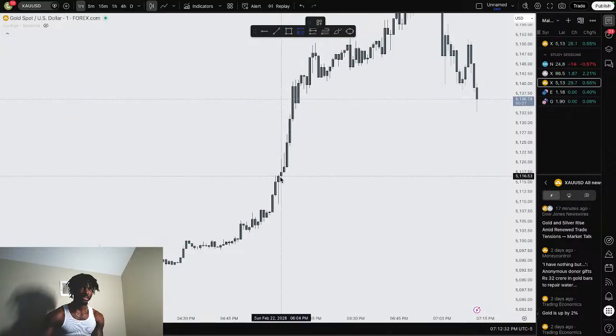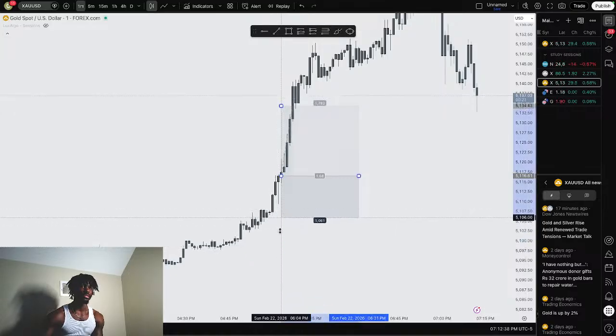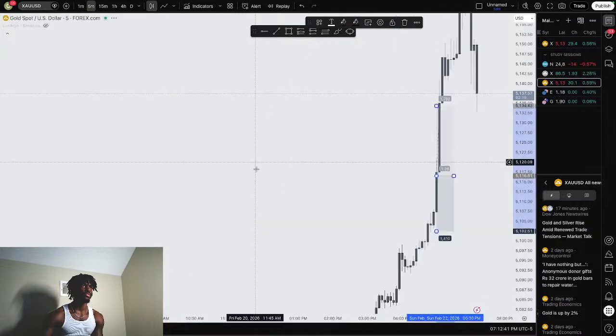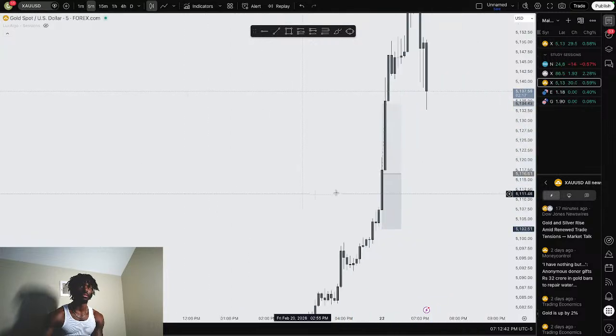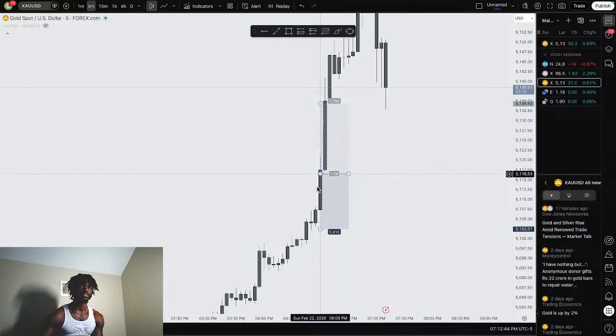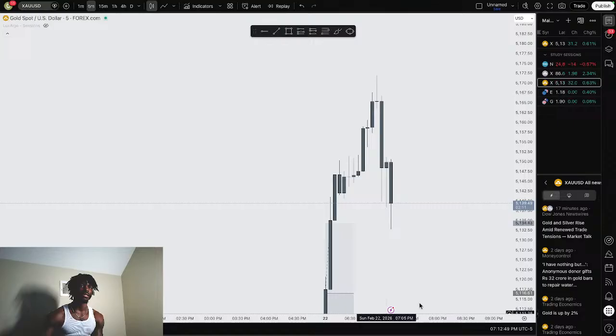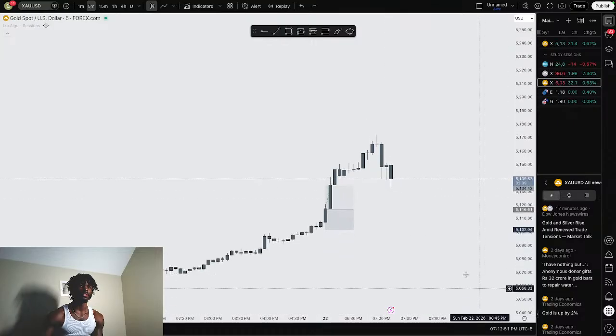Entry was right here, and when I decided to enter here, I put my stop loss below this area because the price failed to hold above here. Then I no longer wanted to be in this trade. Boom, the flow state, the main TP.